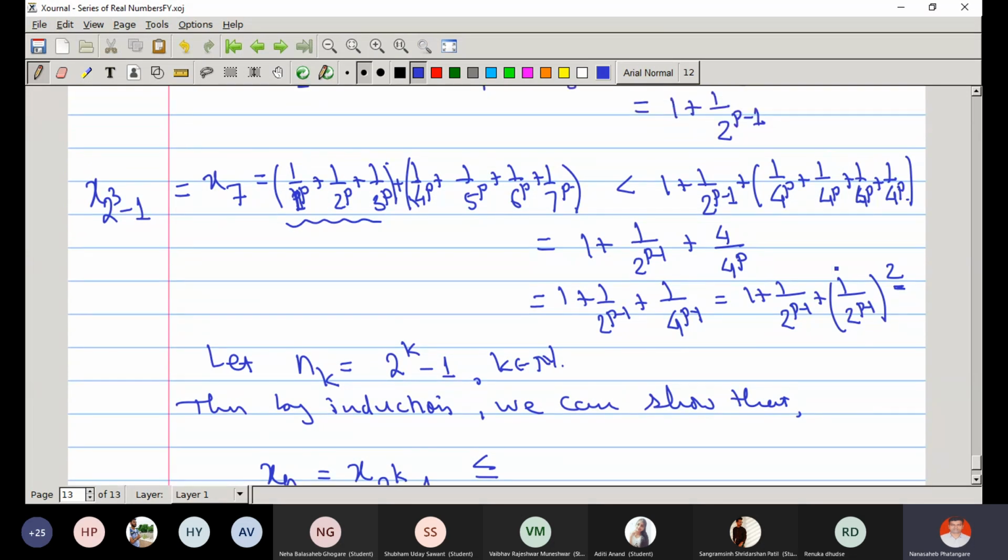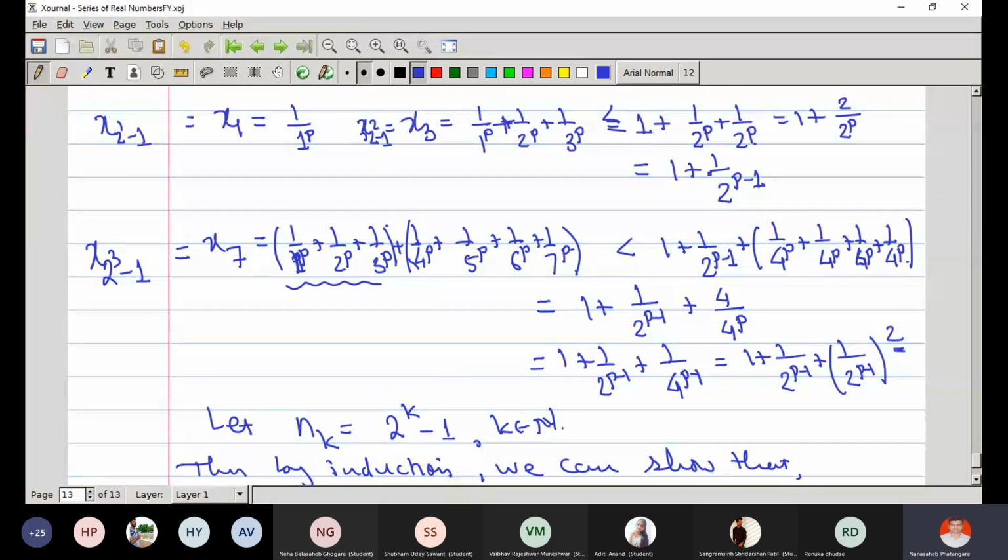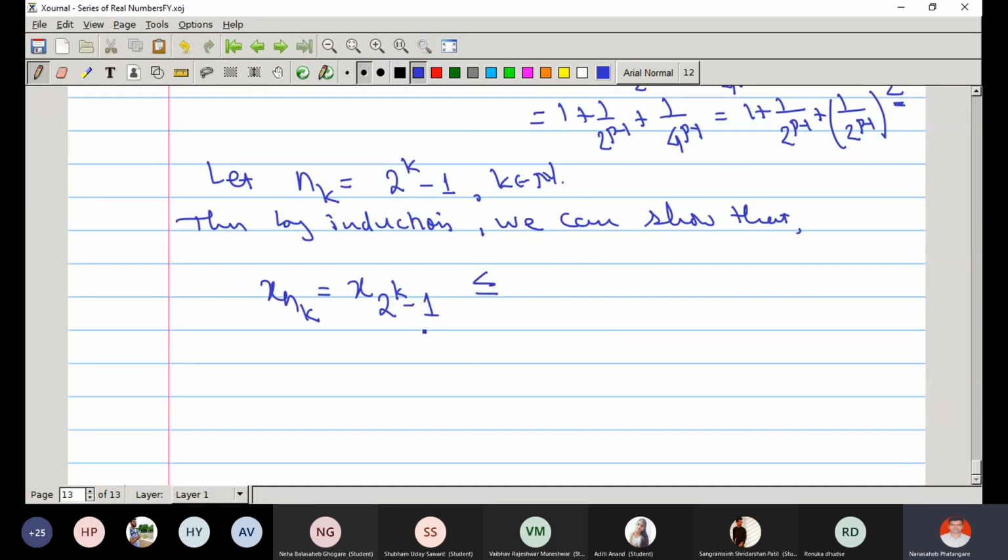This 2 is important, raised to 2. In the previous step this is raised to power 1. So what is it in general? Less than or equal to, raised to k minus 1. So 1 plus 1 upon 2 to the power p minus 1, plus 1 upon 2 to the power p minus 1 whole raised to 2, and up to 1 upon 2 to the power p minus 1 raised to k minus 1.